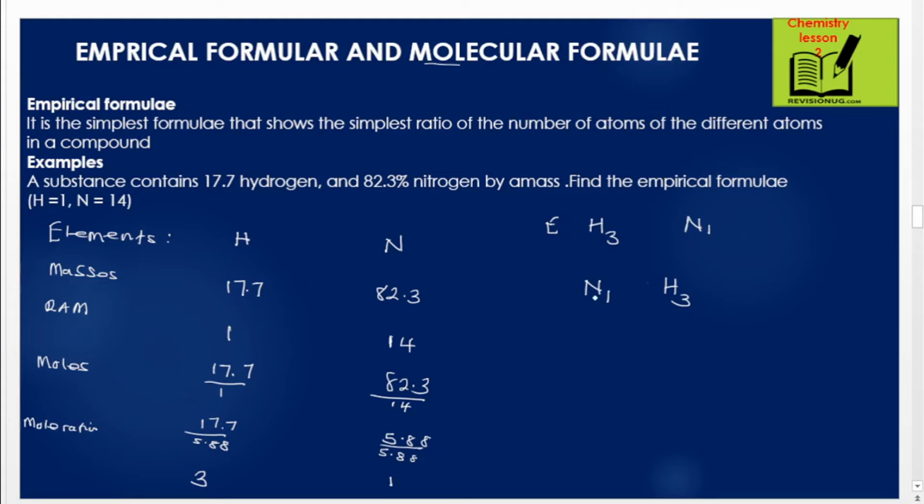So our empirical formula is NH3. Do you know this? This is ammonia. So we have developed the ammonia formula. That is very simple. Let us get another example.